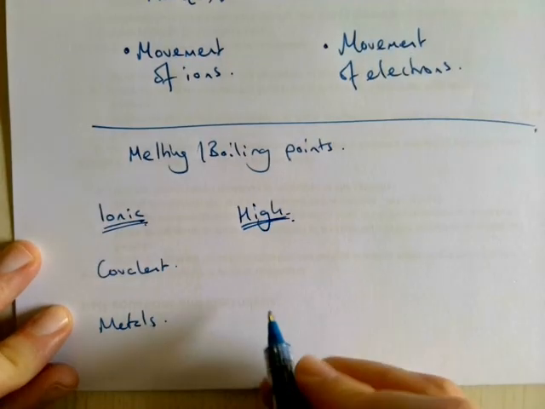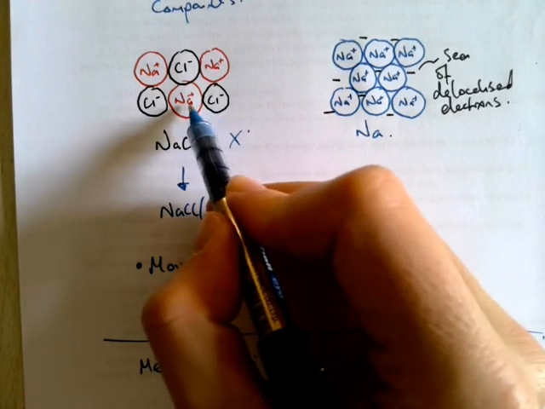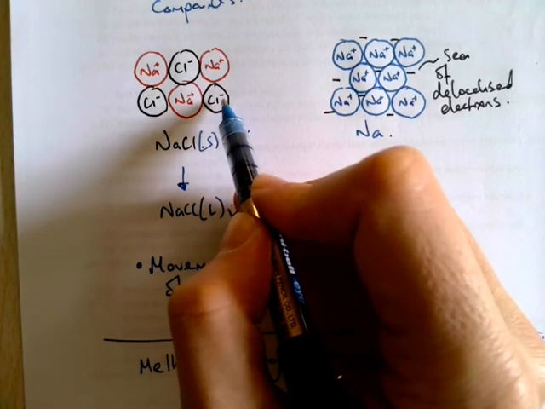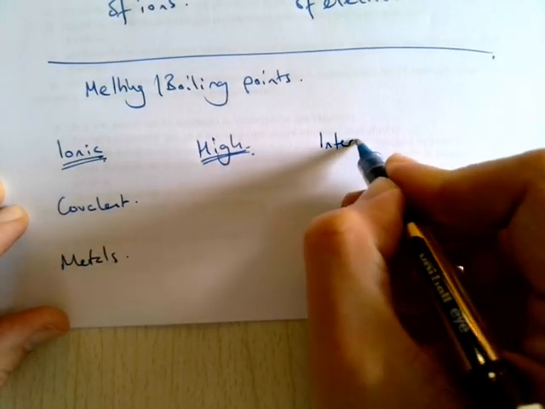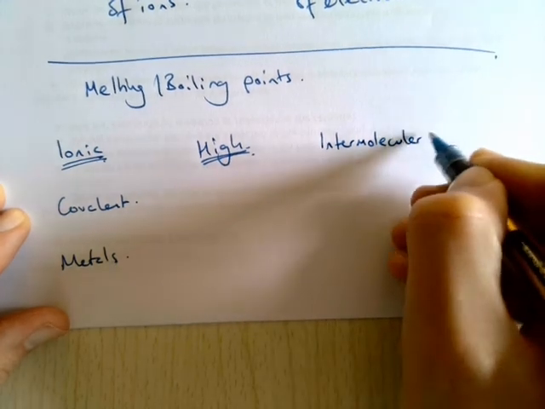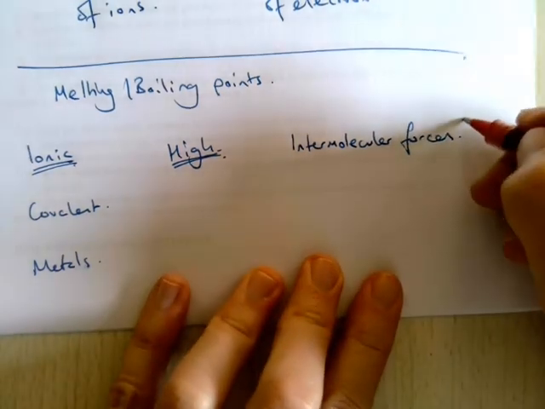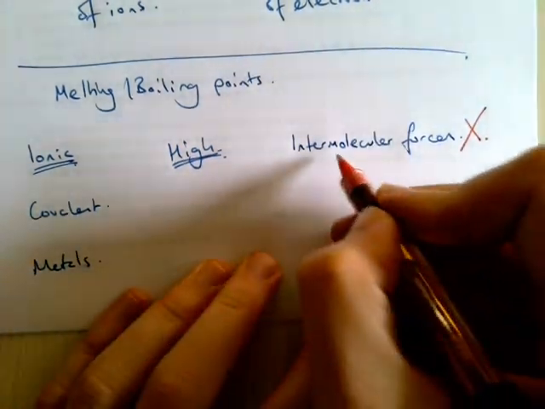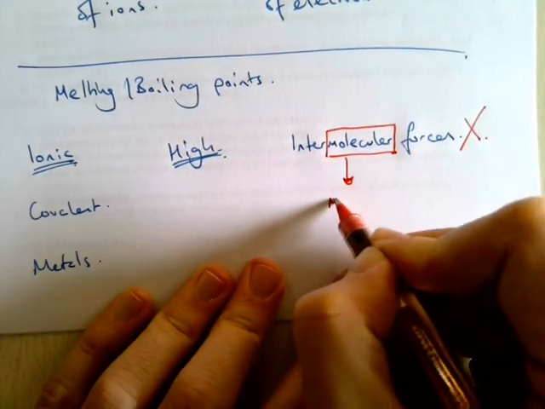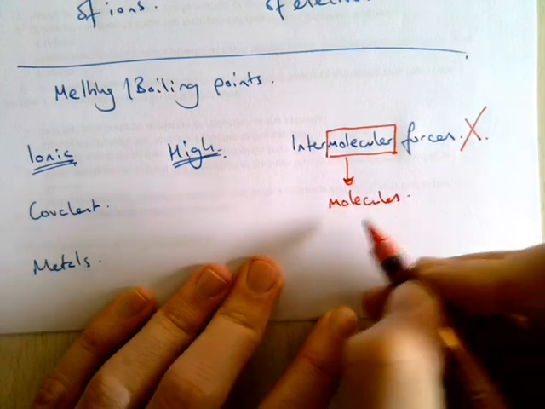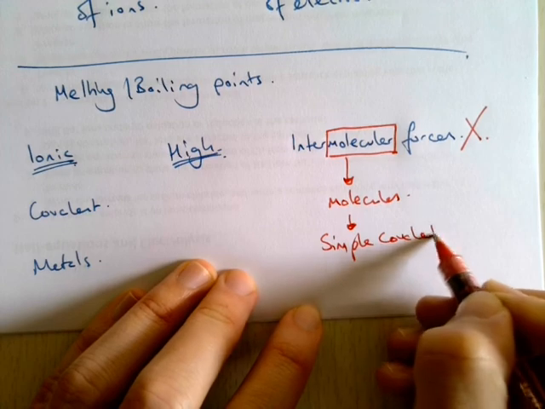What's the reason? Now, you know that the reason is the strong electrostatic attraction between the ions requires a lot of energy to overcome. But people are now starting to talk about intermolecular forces, strong intermolecular forces. And that is wrong, because the clue is molecular, which means molecules, which means simple covalent molecule.